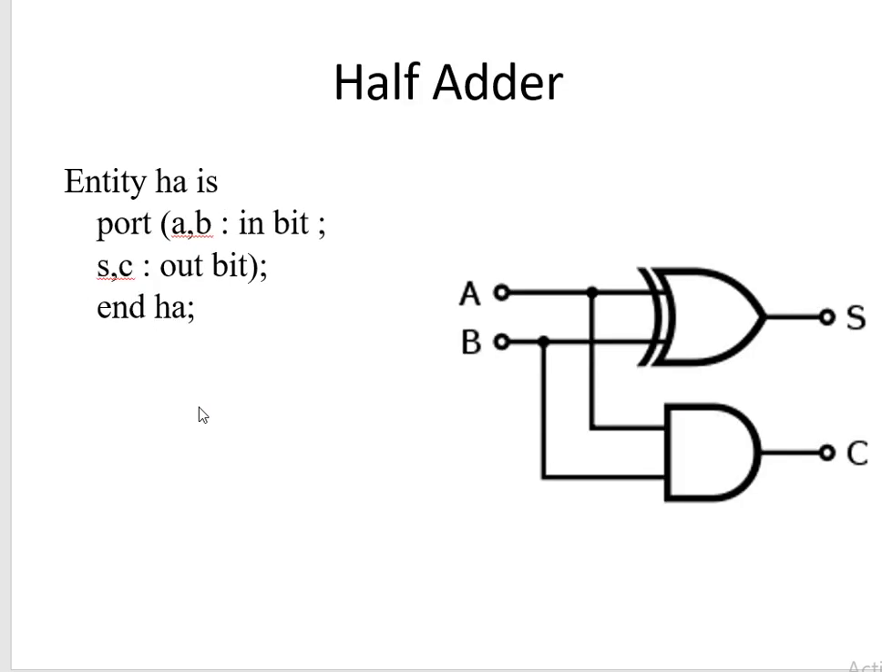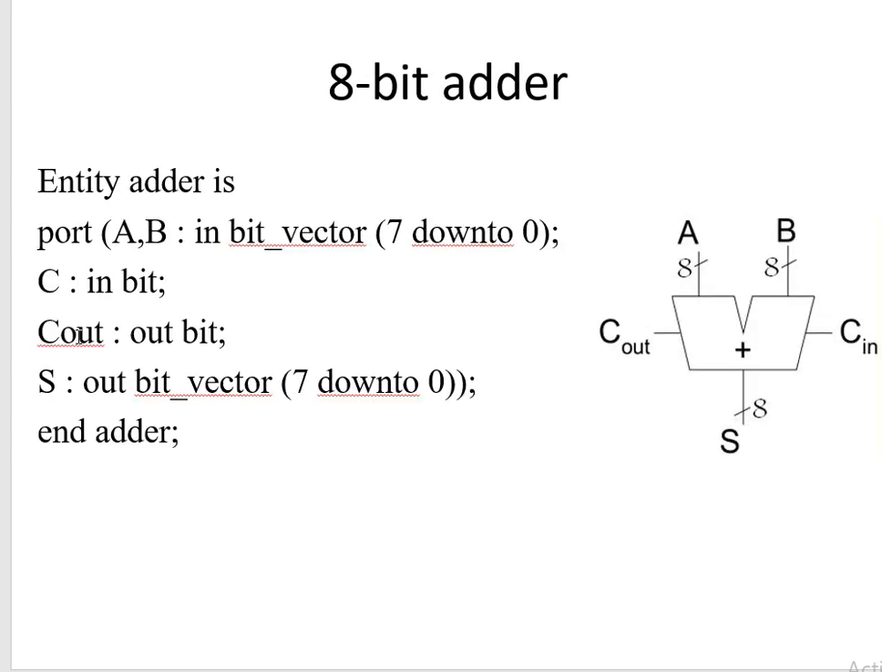And another example for entity declaration is half adder. Half adder, as you can see, is a structure like this, but in entity declaration we must write the definition or declaration by entity. Then we have entity half adder is port A and B, both of them input bit, S and C, both of them are output bit, and end half adder. And the last one is 8-bit adder.